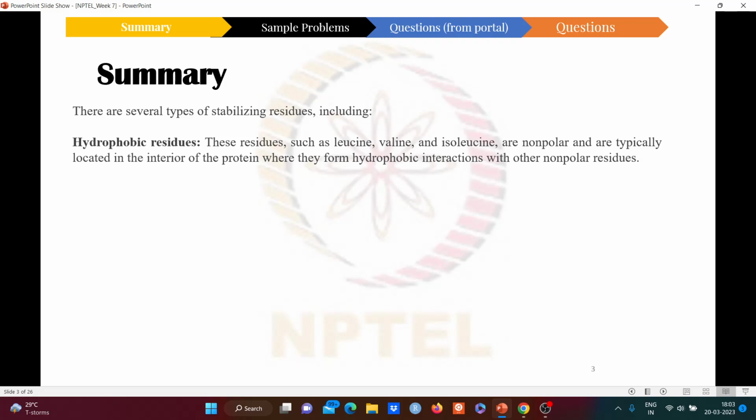The first is hydrophobic residues. Hydrophobic residues include leucine, valine, isoleucine and other non-polar ones. When we see a folded structure, these hydrophobic residues are located in the interior of a protein, where they form hydrophobic interactions with other nonpolar residues. These interactions are essential for maintaining the stability of the protein structure.